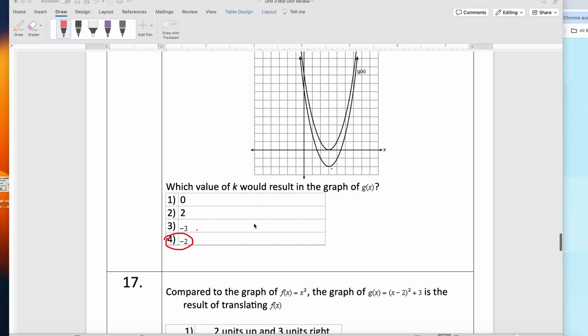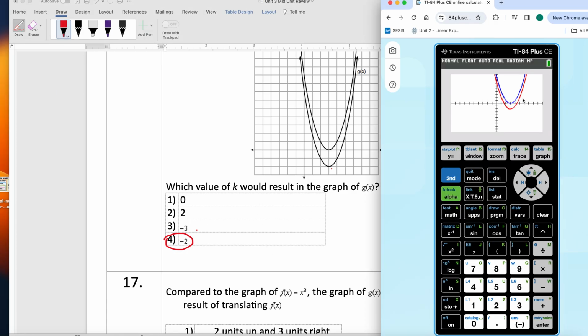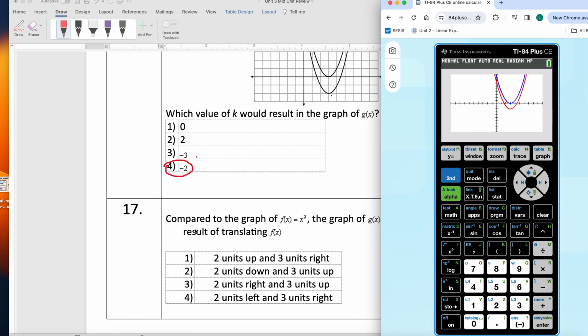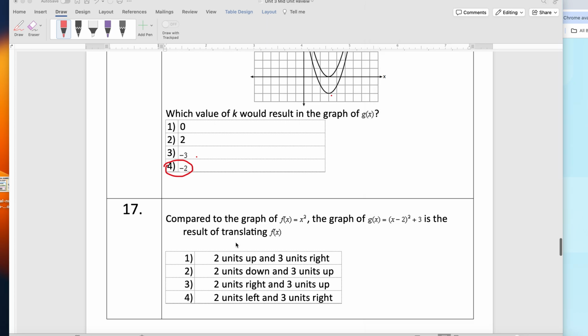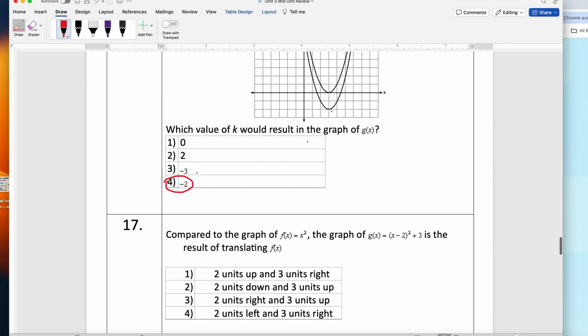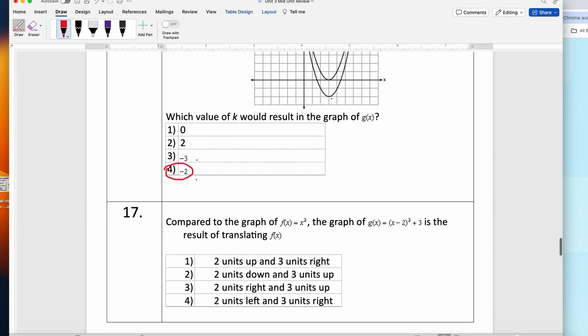You could try all of them in there and see which graph matches that it has gone down 2 spots. 0 will show that it didn't move at all, 2 will show it moved up, and minus 3 will show it moved down too far. That's up to you if you want to try them all, if you're really not sure what to do. But it moved 2 spots, so it really can't be 3 or 0, right? So if you had to guess, if it's moving down, you should guess negative.